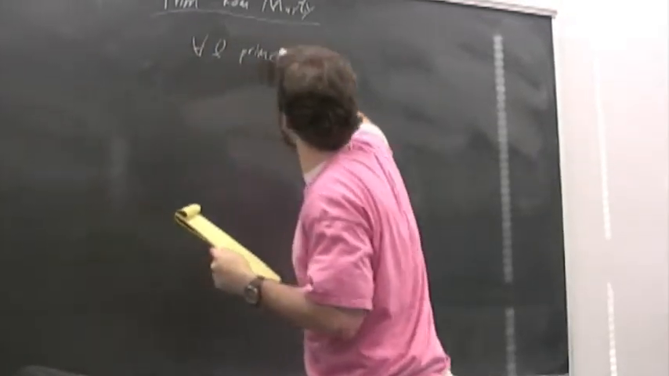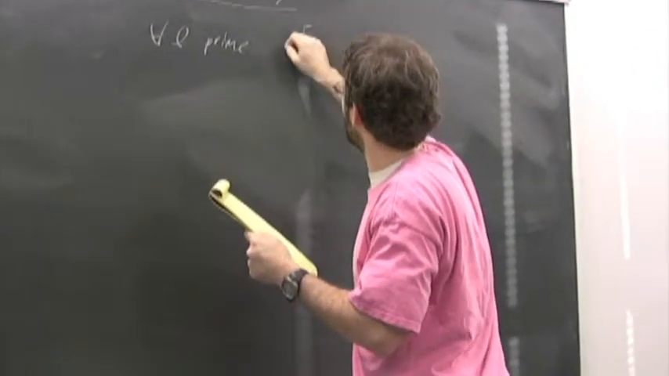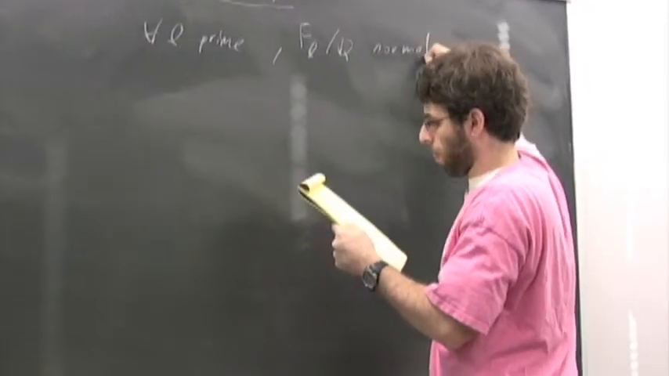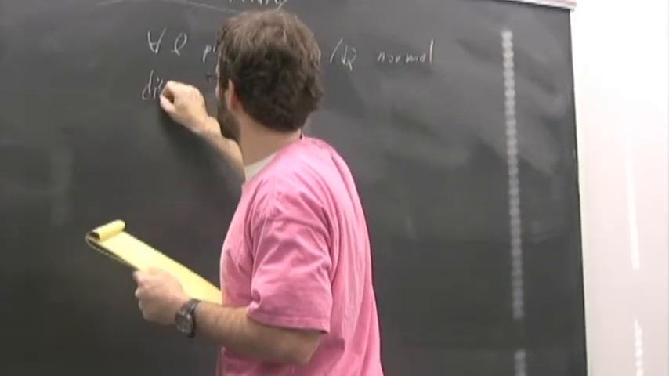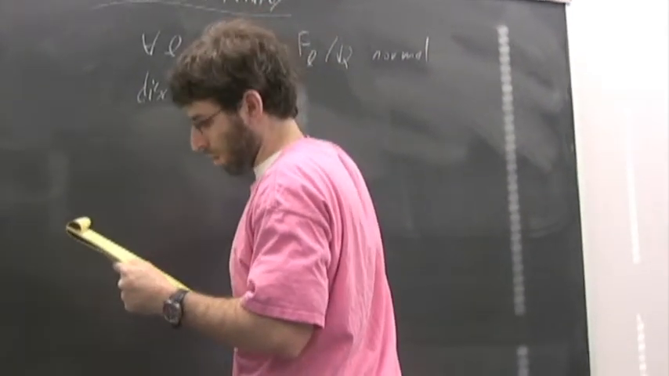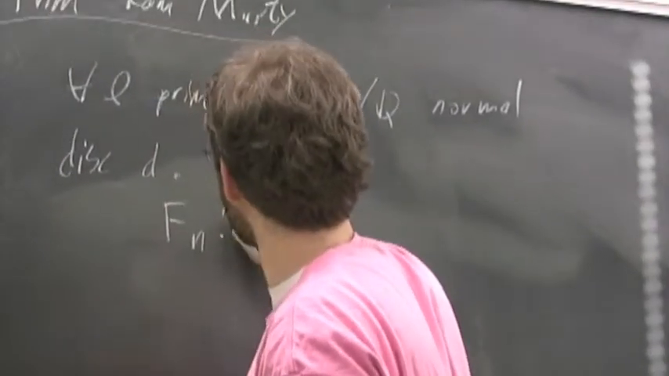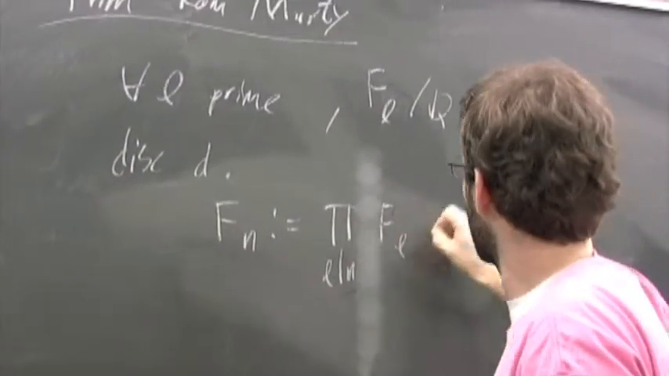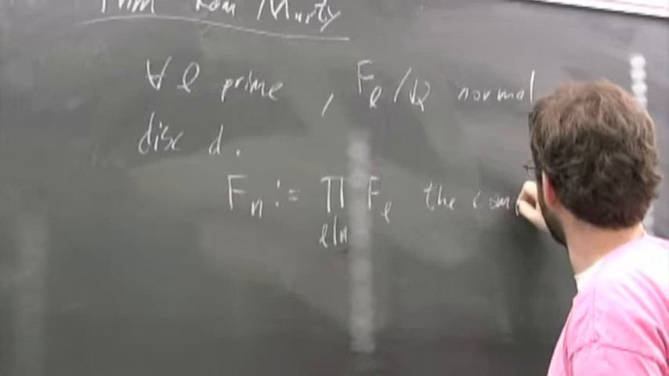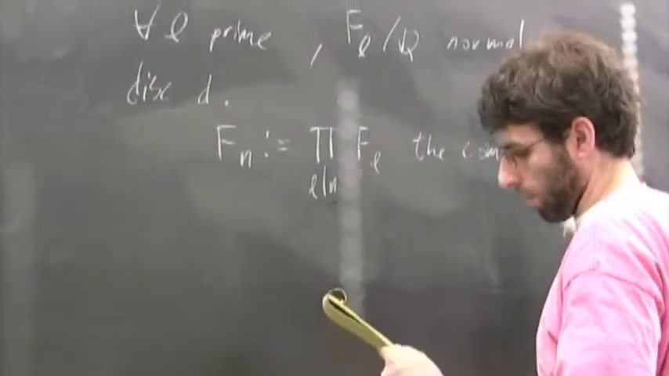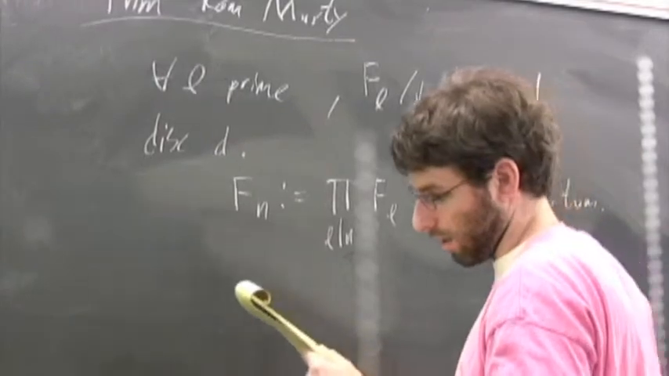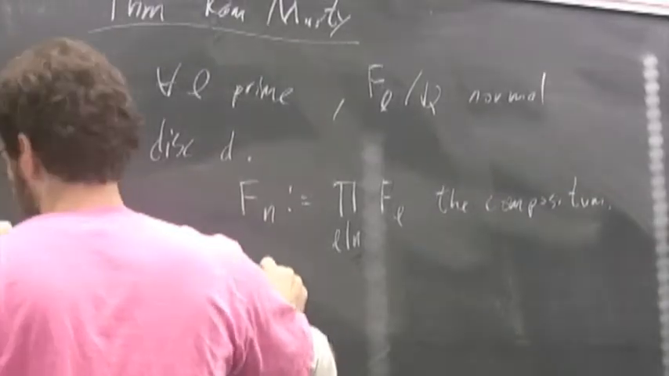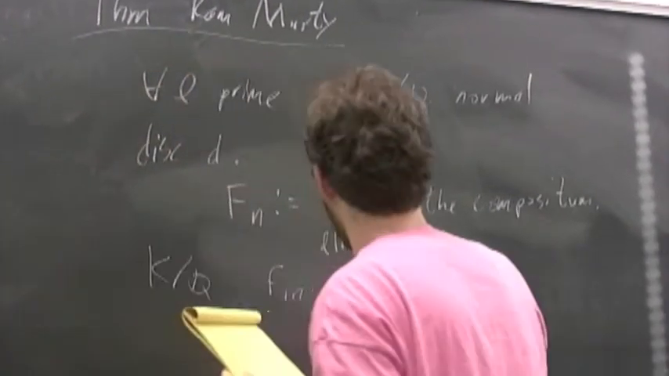Prime, if you have an extension of Q, which is normal, and discriminant D, and you define just notationally the compositum, but for finite, this has a lot of conditions to it. All right. You also have some other K over Q, which is a finite normal extension.